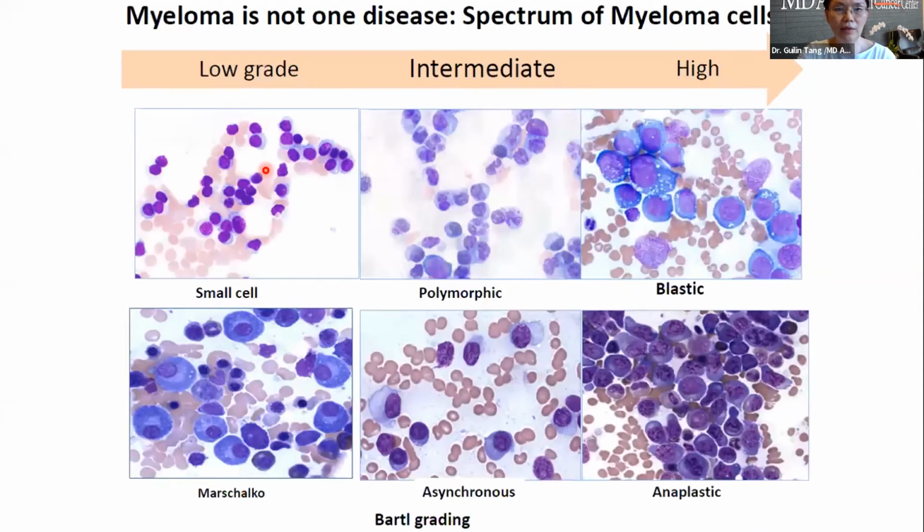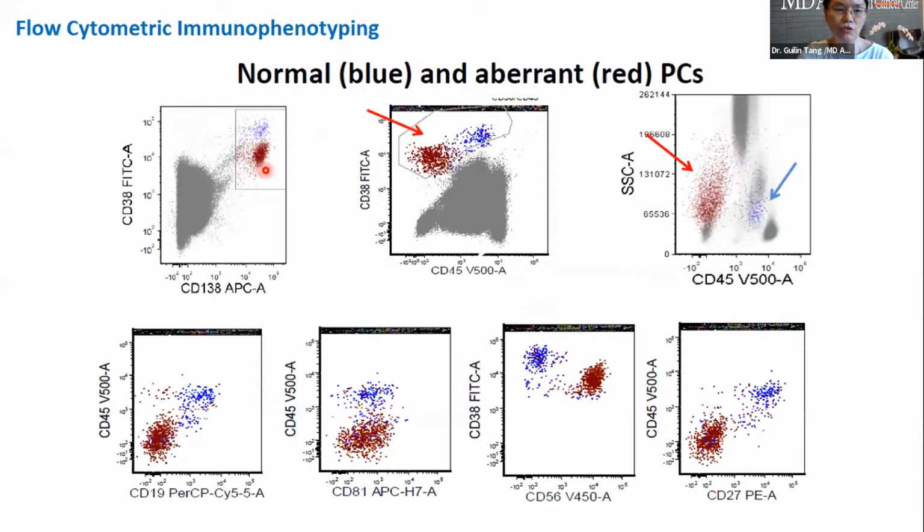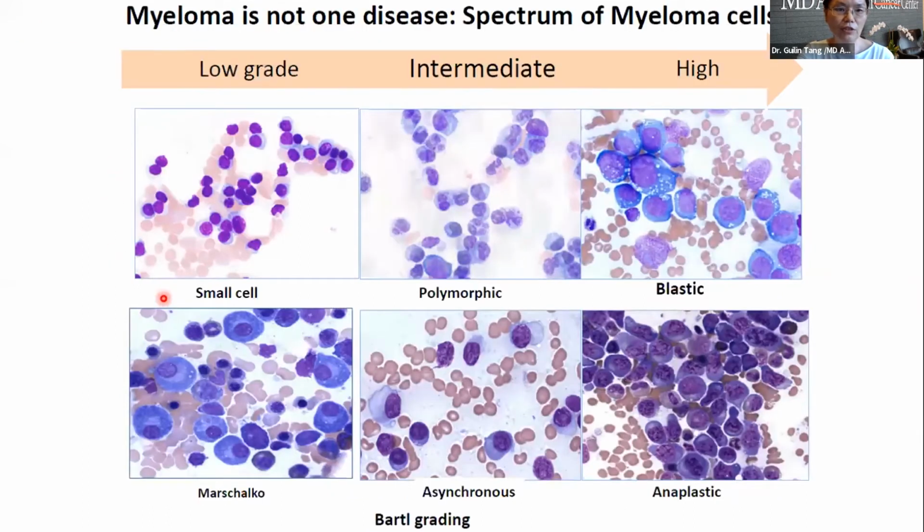So for plasma cell myeloma, the diagnosis depends on the morphology and on the flow cytometry. For the morphology, it can be low grade, intermediate grade, or high grade. But the most common type we see is the mature type, which is low grade. And based on the morphology, we cannot tell whether these are neoplastic or benign plasma cells, because in our bone marrow there are benign or reactive plasma cells.